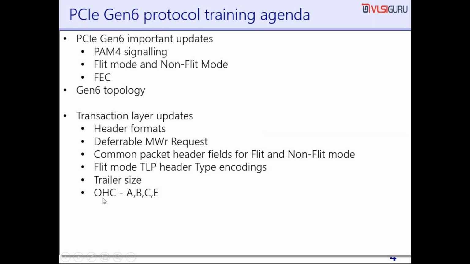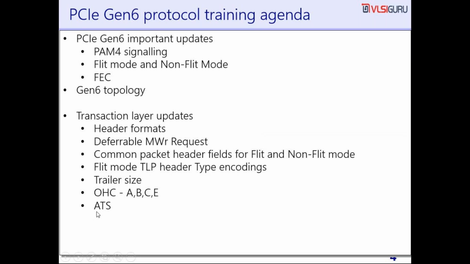Then there is an update called orthogonal header content, which is divided into multiple categories A, B, C, E. It kind of replaces the end-to-end TLP prefix that we used to use in Gen 5. I mean, end-to-end TLP prefix was used more for processing hints, and routing information was being kept in the TLP prefix, right? So now that has been moved into OHC, orthogonal header content. So we'll be understanding the format of OHC in type A, type B, type C, and type E categories, and how that is going to impact the TLP format also.